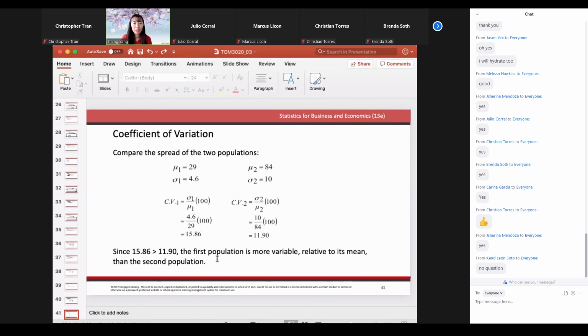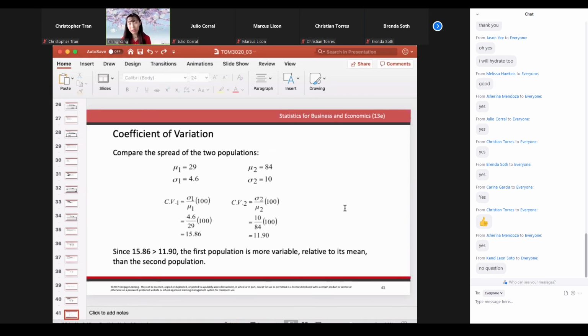So we can say that the first class population has more variability, more differences in student age in the first class, while the second class population doesn't have so much difference in terms of student age. So that's what we can do with coefficient of variation. It's mostly used for comparison.